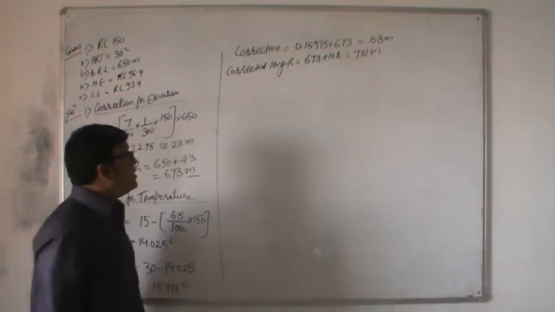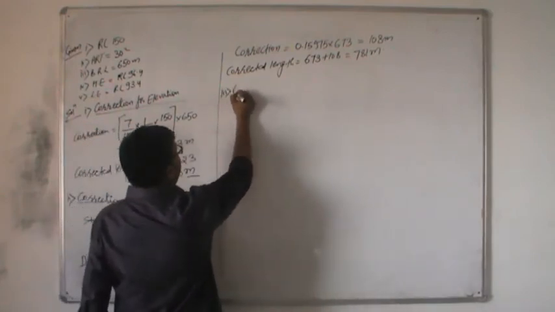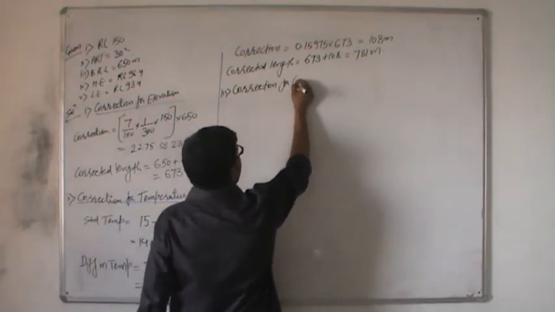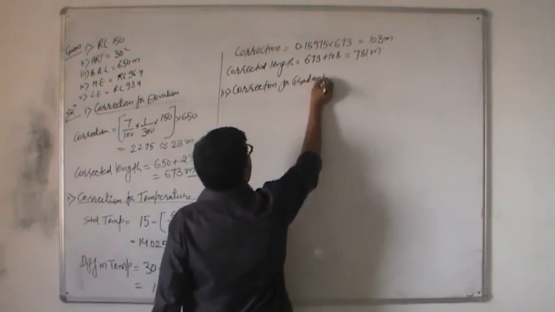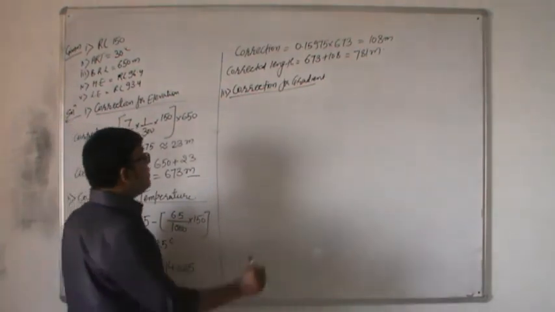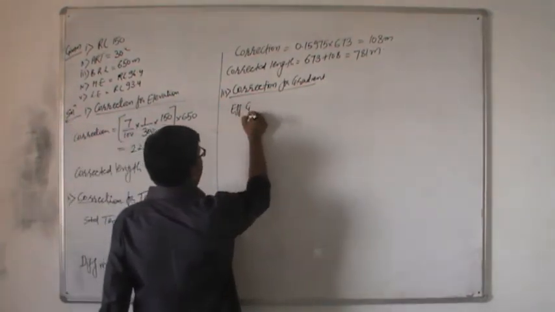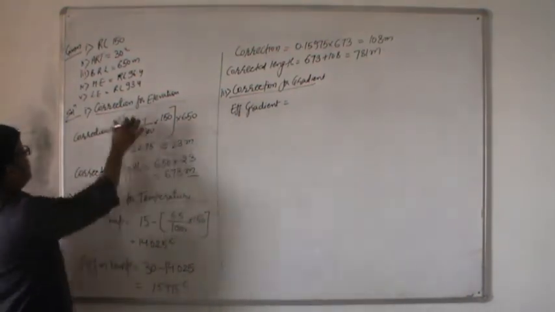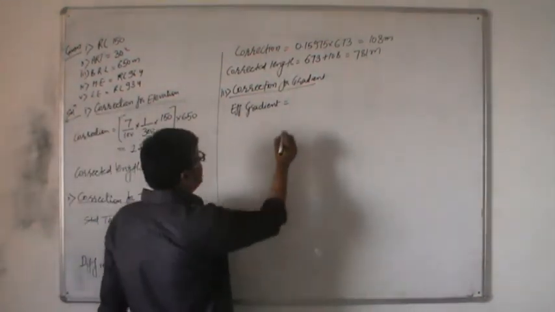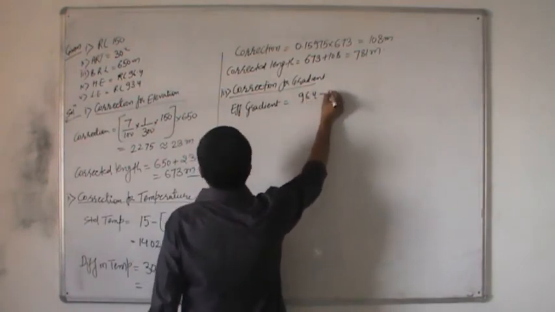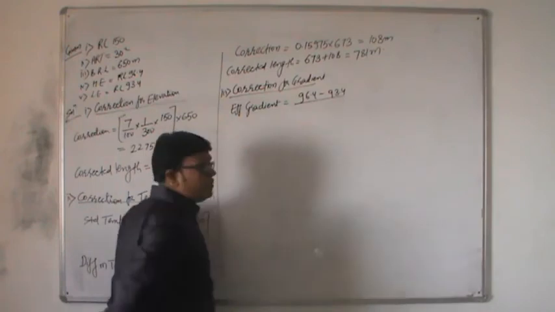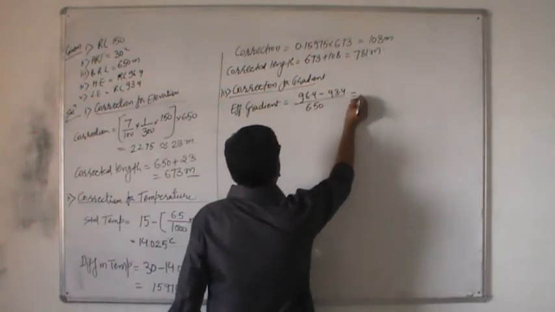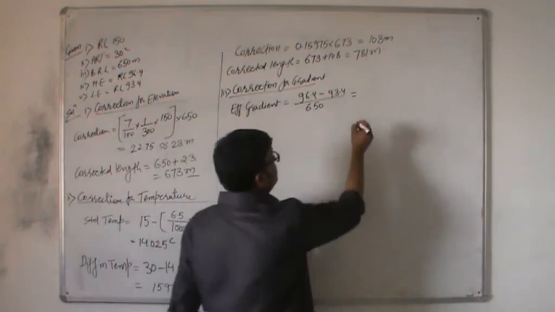Now we will go for the last correction, that is the third one, the correction for gradient. First of all, we will try to find out the effective gradient. What is it? The difference of the highest elevation point minus the lowest elevation point, that is 96.4 minus 93.4, divided by the basic runway length, which was given as 650 meters. So we get the effective gradient as 0.462%.